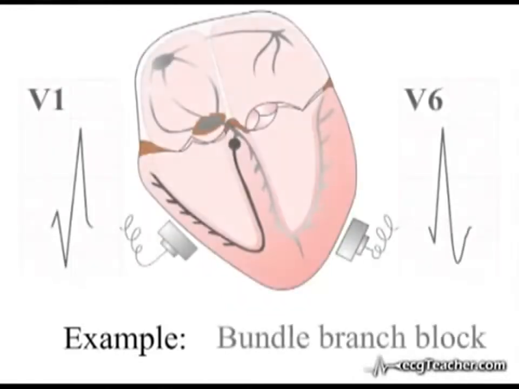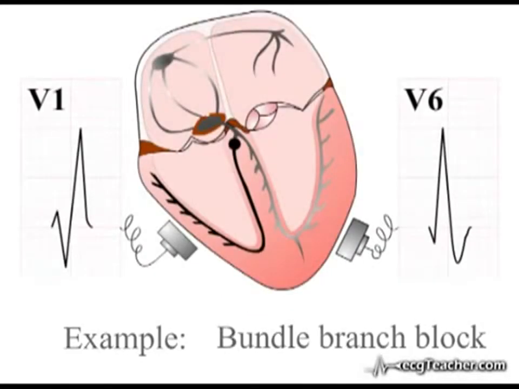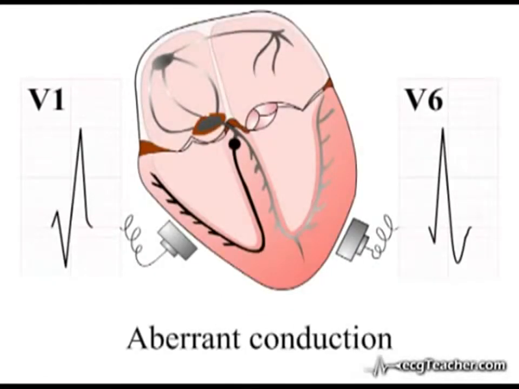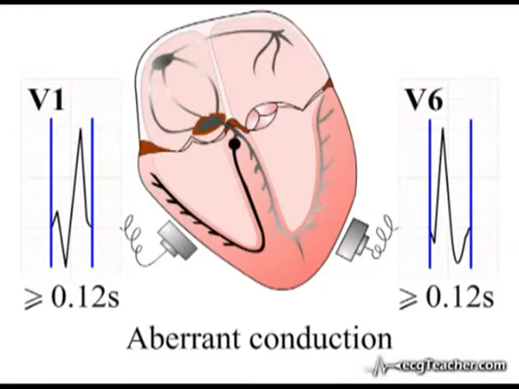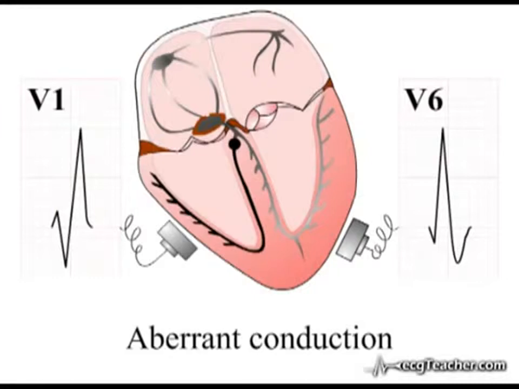a bundle branch block. In these situations, aberrant conduction within the ventricles results in altered QRS complex morphology, with widening of the complexes beyond the upper limit of normal duration, as the depolarization wave spreads slowly by direct cell-to-cell contact outside the conducting system. There are other causes of aberrancy within the ventricles which you need to be aware of.